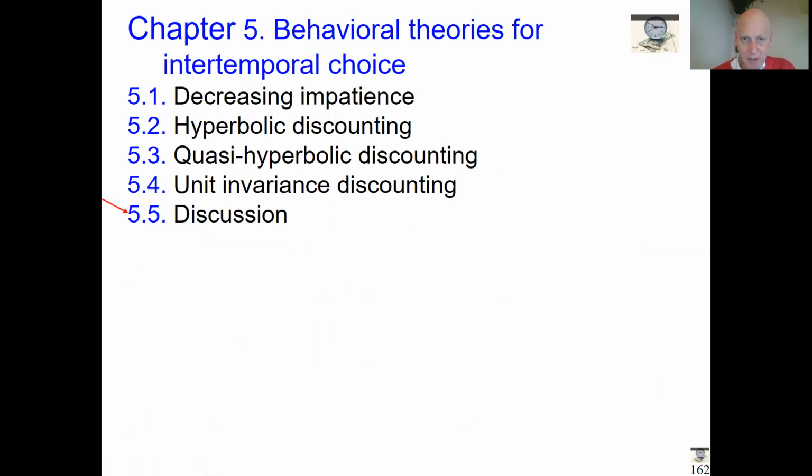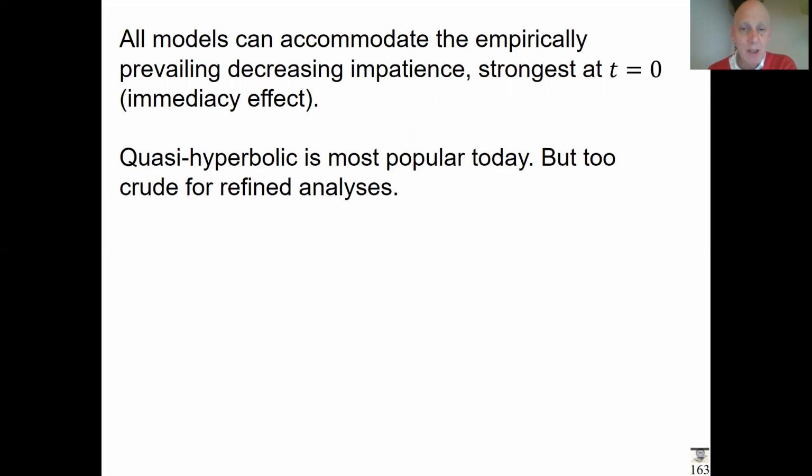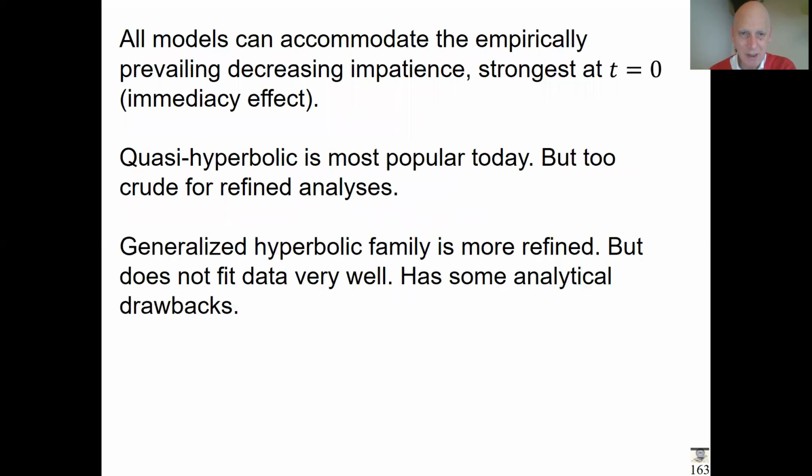Anyway, now some more discussion. I end this chapter with a general discussion, and I'll continue discussing what we just saw. In general, all the models that you saw can accommodate decreasing impatience, which is empirically prevailing, which is strongest at time 0, and all the models can handle that. That's the first purpose that they all were developed for, so little wonder. Quasi-hyperbolic, as already said, is most popular today, especially because it's tractable. But it's too crude to do real, very serious business.